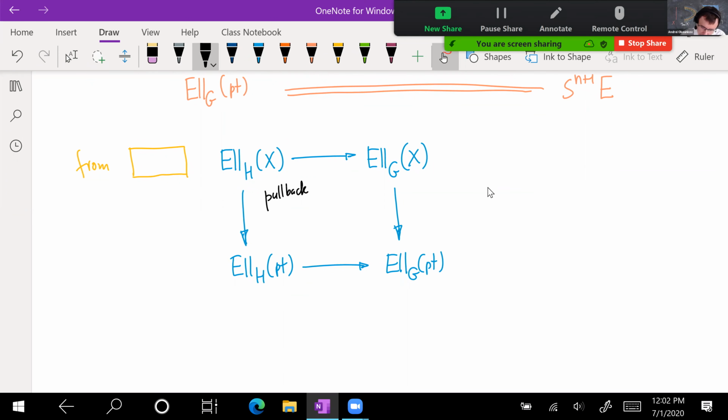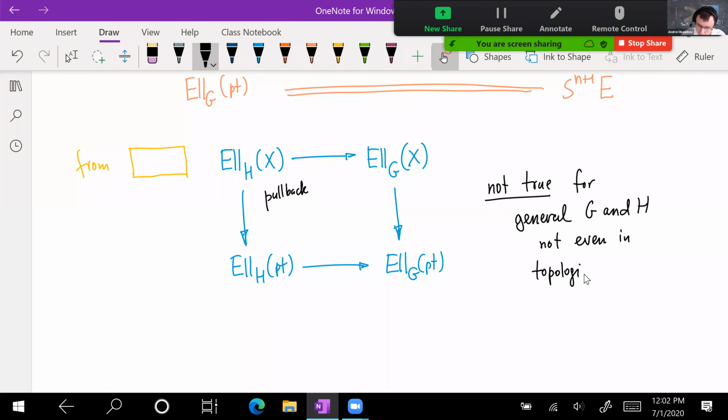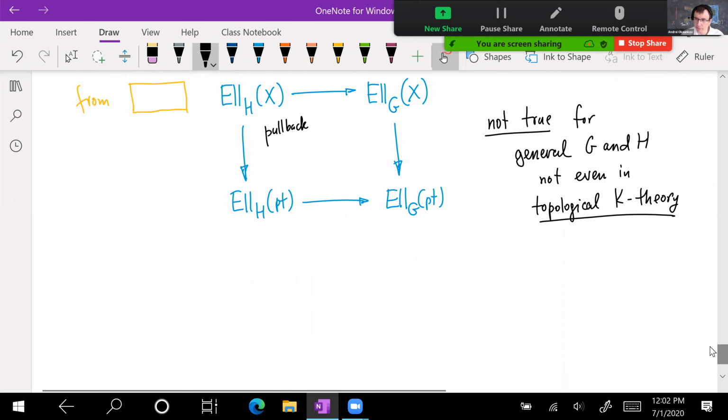So the computations we did were not in vain. It's not true for general G and H, not even in topological K-theory. And the counterexample is sort of embarrassing.